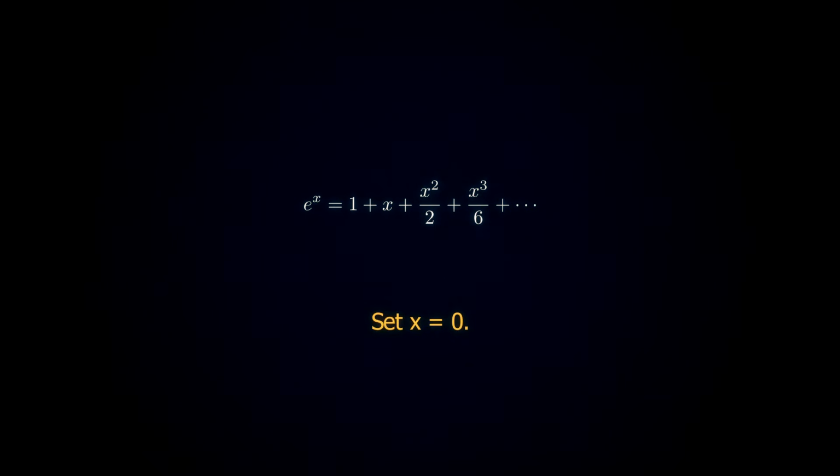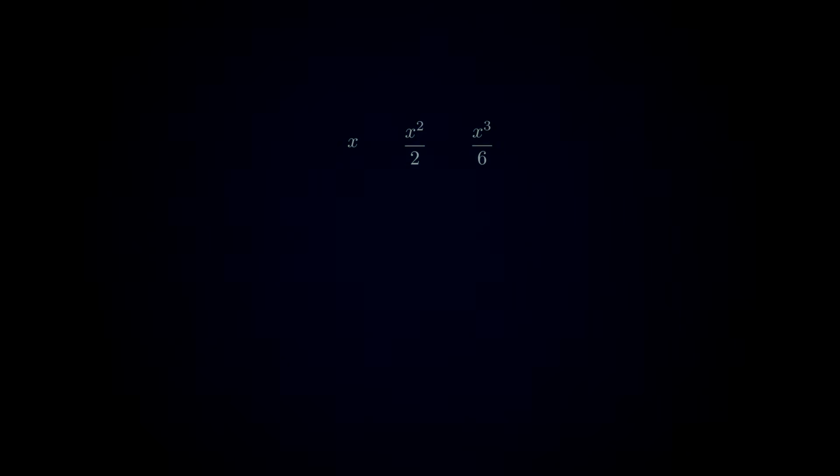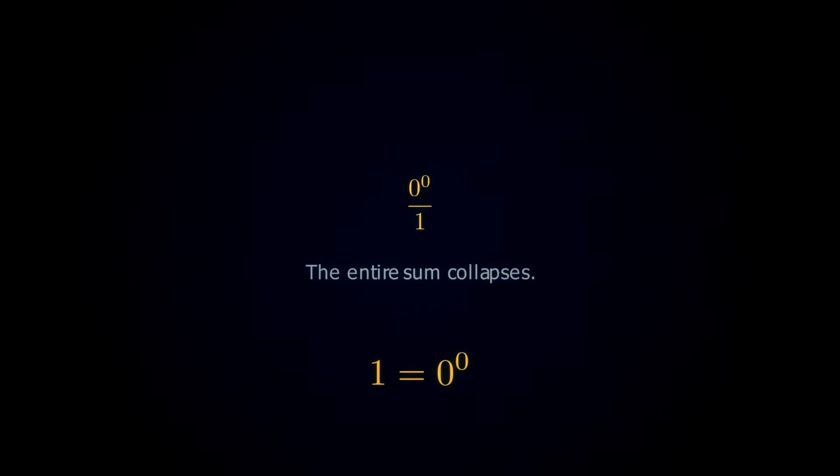Set x equal to 0. We already know e to the power of 0 equals 1. Look at what each term in that sum becomes when x is 0. Every term except the very first one contains a positive power of 0, so every one of those terms is 0. The entire sum collapses down to just the first term, which is 0 to the power of 0, divided by 1. So the sum says 1 equals 0 to the 0. Once again, algebra corners you into the exact same answer.